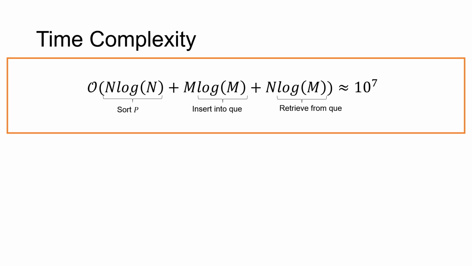Let's analyze the total time complexity. First, we sort the array P in ascending order. Then, we insert a discount into the queue at most M times and retrieve the minimum value from the queue at most N times. If we use a priority queue for the queue instead of a simple list, the insertion and retrieval operations can be performed in logarithmic time. Therefore, the total time complexity is approximately 10 to the 7th, which is acceptable.